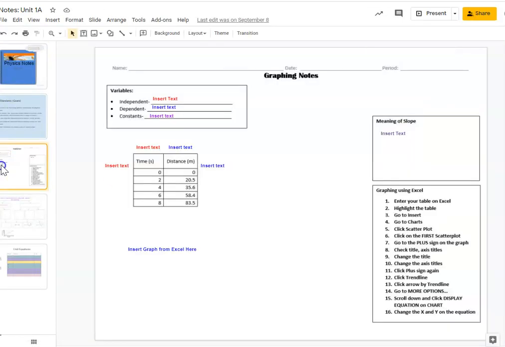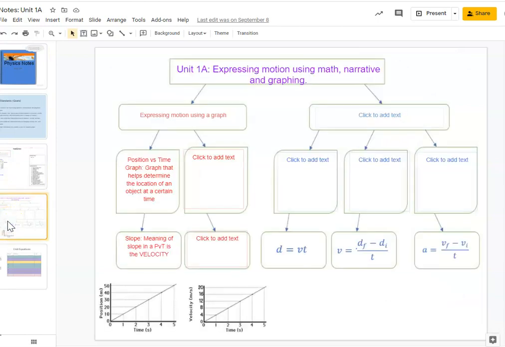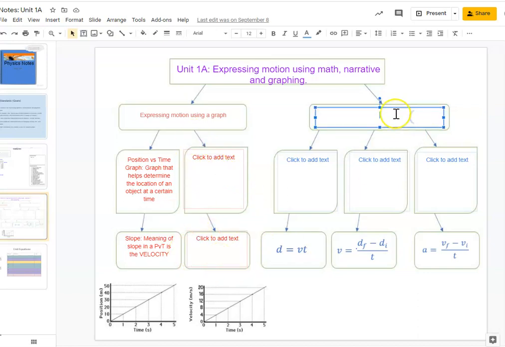And you should already have your graphing notes filled, and you should already have your expressing motion using graphs. On this side, we are not going to do the velocity time graph. It's not on the test, so we're not going to worry about this one. But on this side, we're going to move on to expressing motion using math. So now we're going to be doing some calculations.